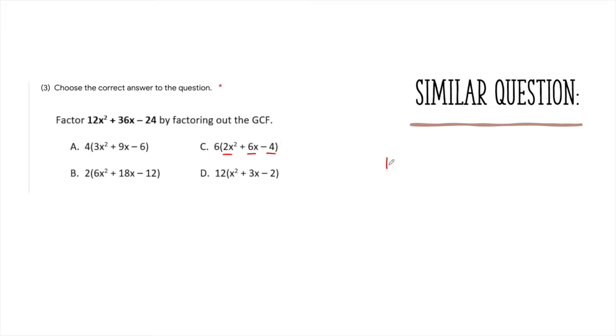All right, so let's make a similar question. 18x squared plus 12x minus 16. The first step is we want to make sure that we are finding the GCF, which in this case is actually going to be 2, and they don't all share a letter in common.